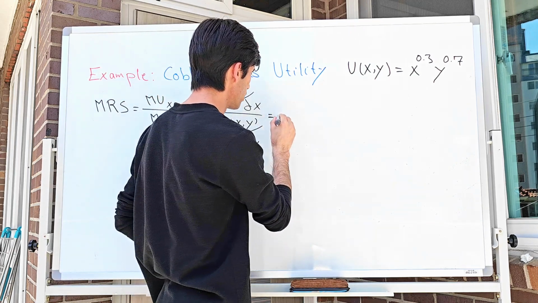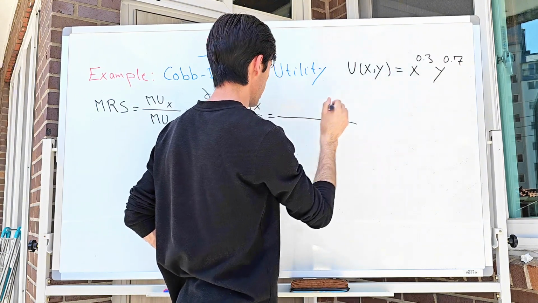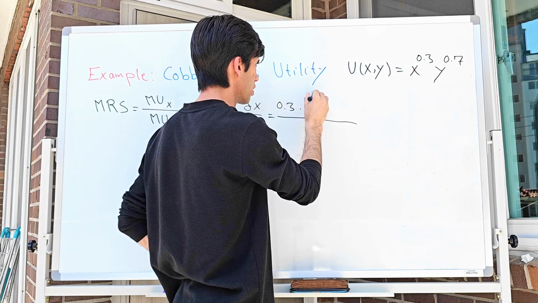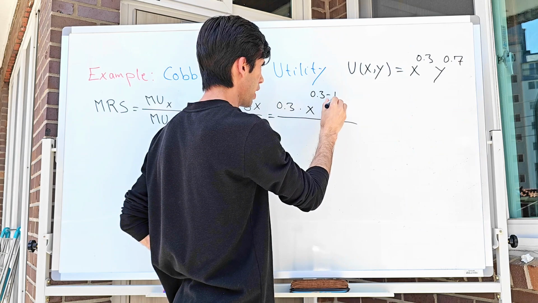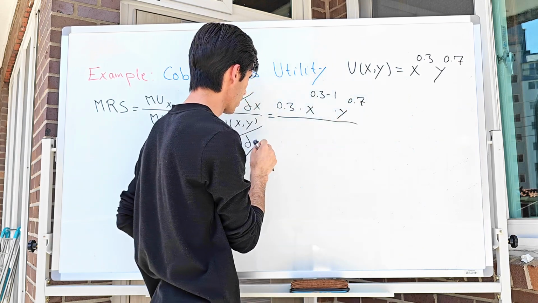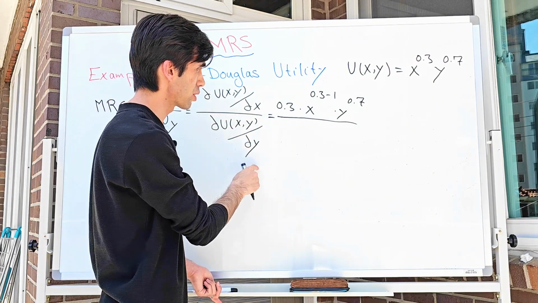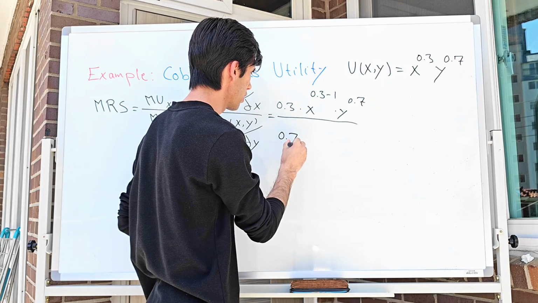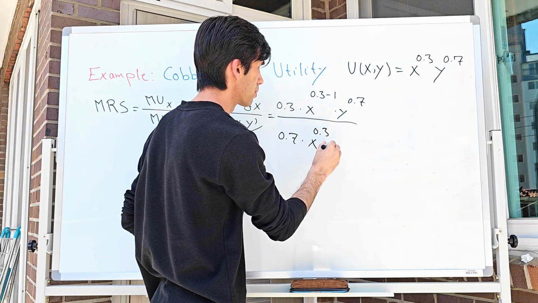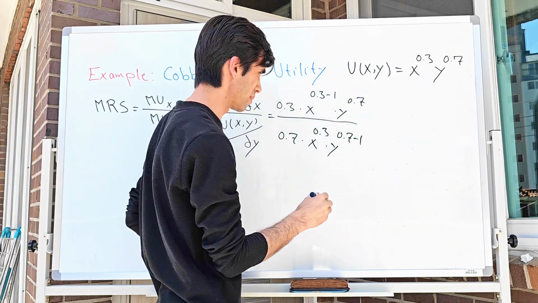Let's take the partial derivative of this function with respect to x first, which is 0.3 multiplied by x to the power of 0.3 minus 1 multiplied by y to the power of 0.7. Then let's take the partial derivative of the utility function with respect to y, which will be equal to 0.7 multiplied by x to the power of 0.3, y to the power of 0.7 minus 1.